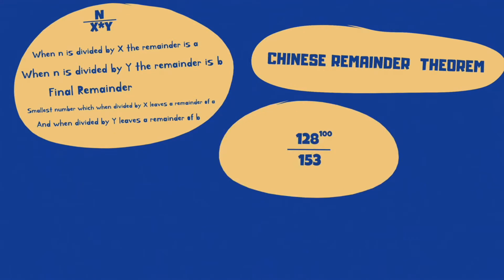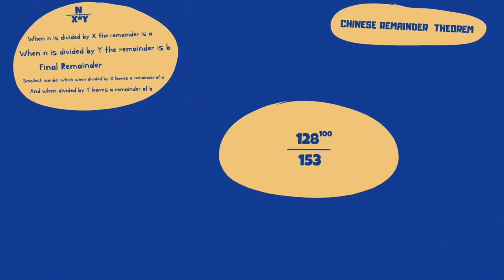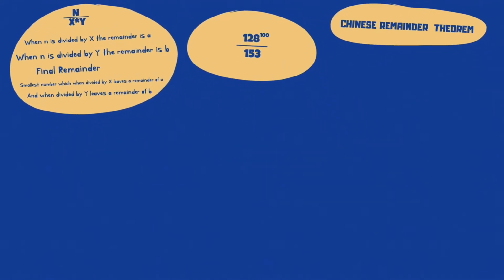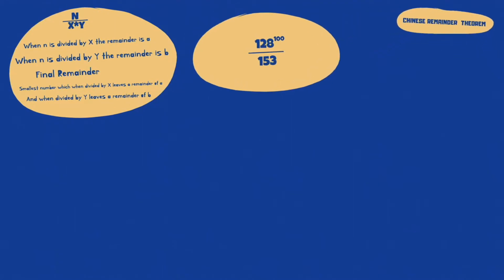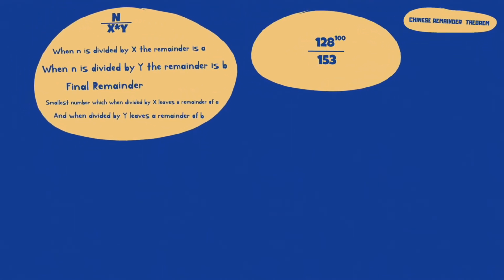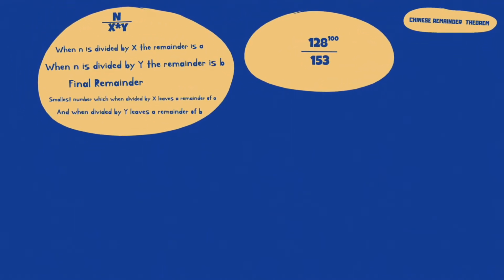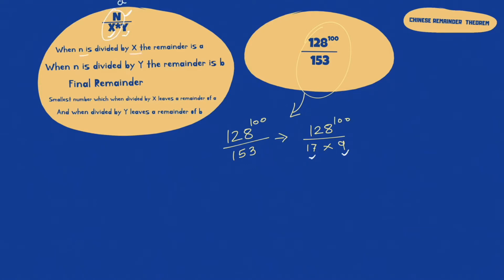So we start with a number which is 128 raised to 100 divided by 153. The first step of Chinese remainder is what? As I said, you split the denominator. So can I split the denominator 153? I can write this as 17 into 9. Now just compare this with the problem. N is now 128 raised to 100, x is now 17 and y is now 9.